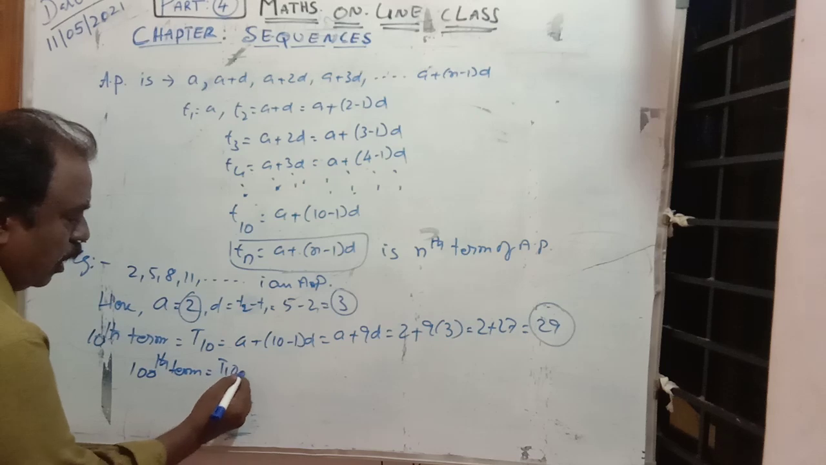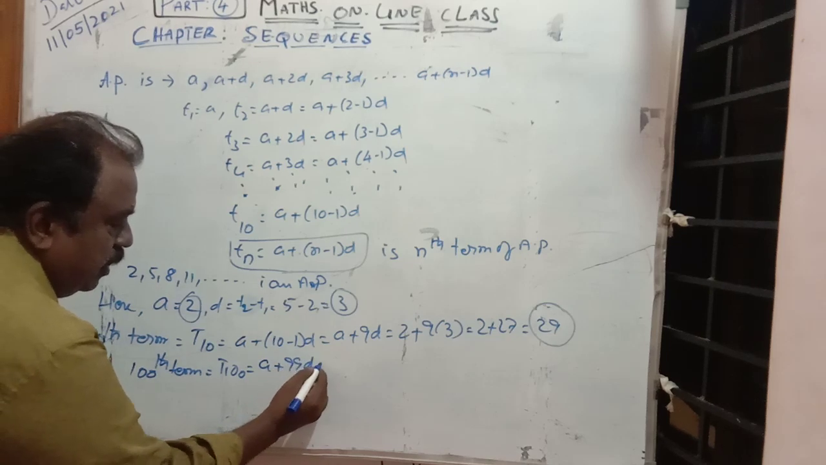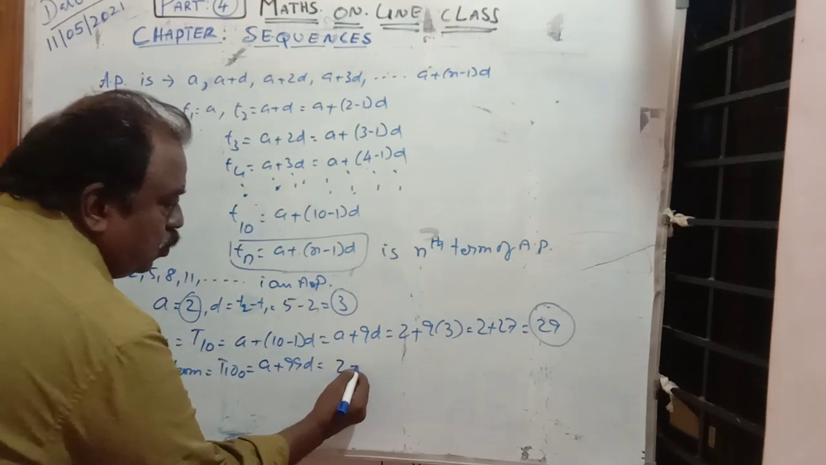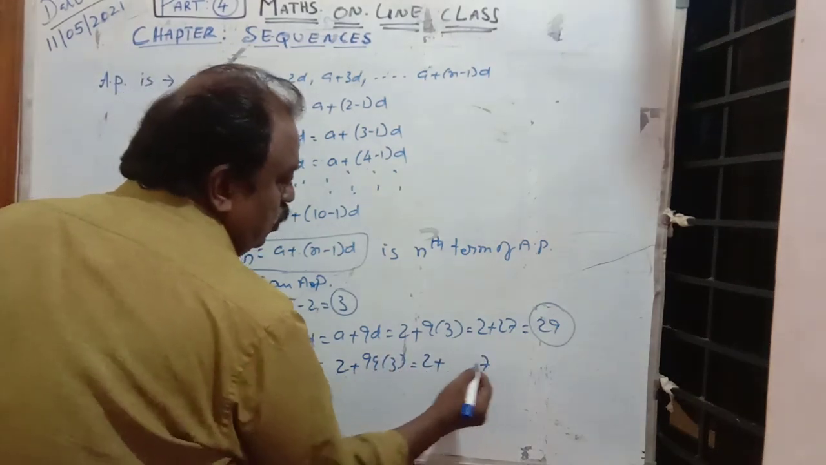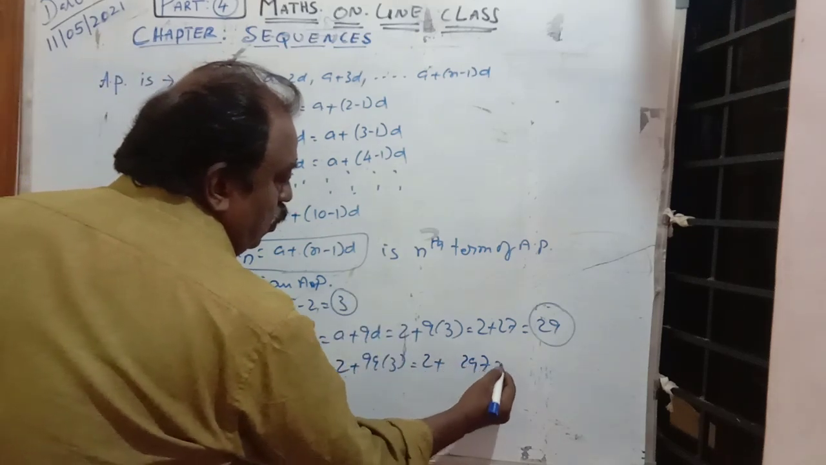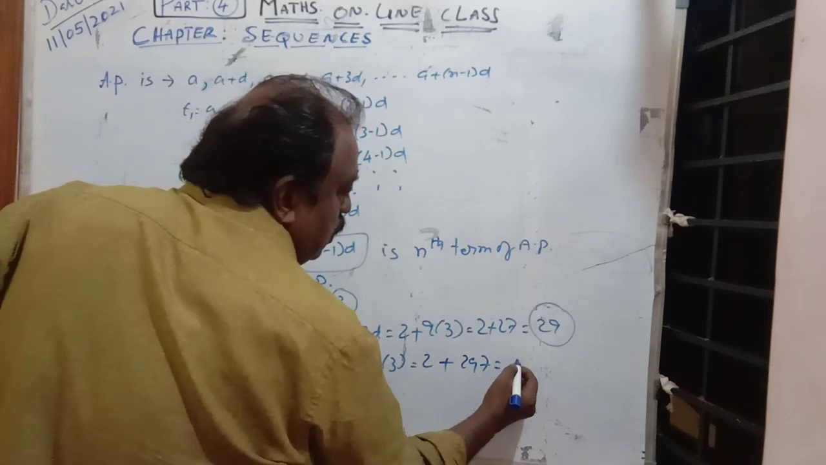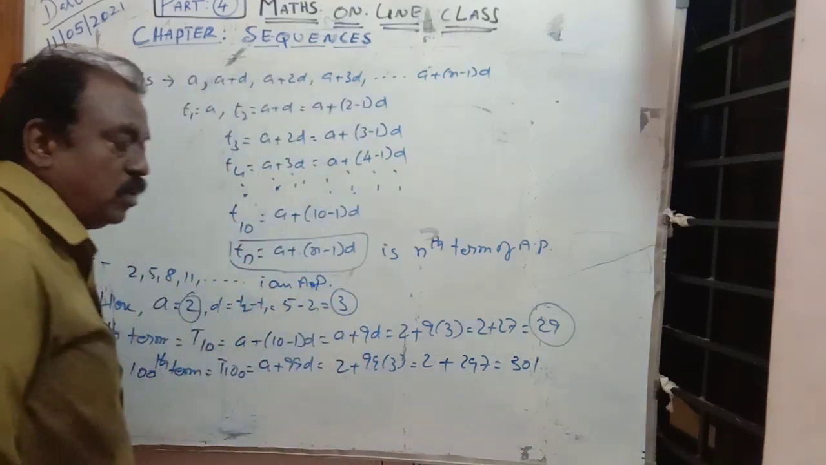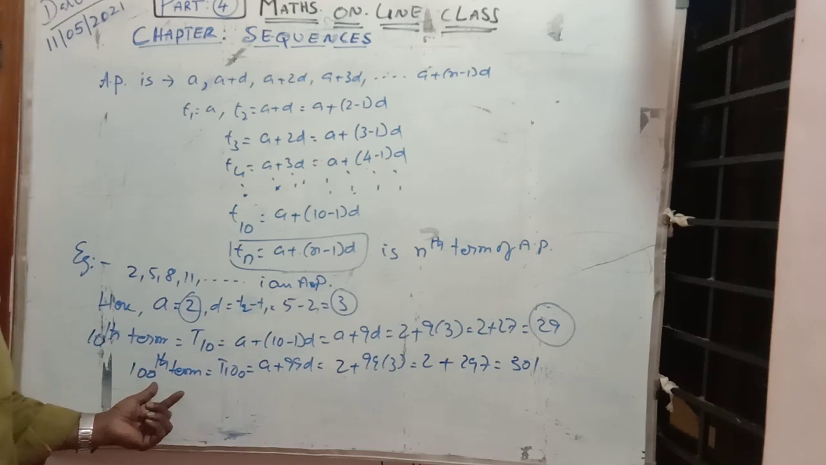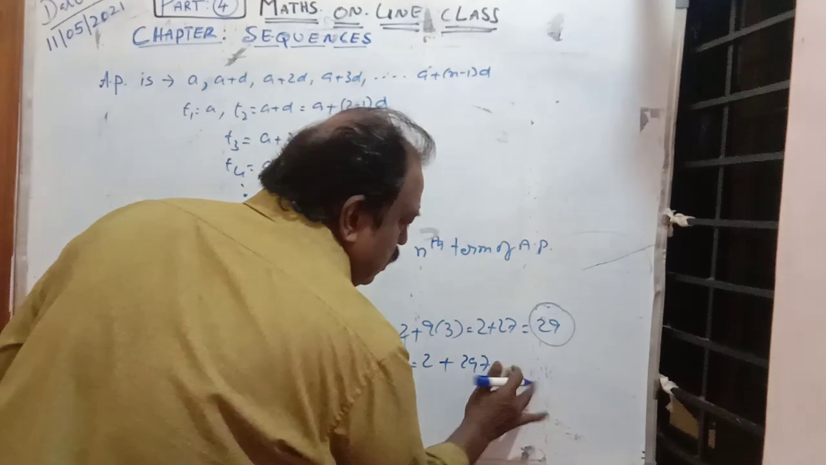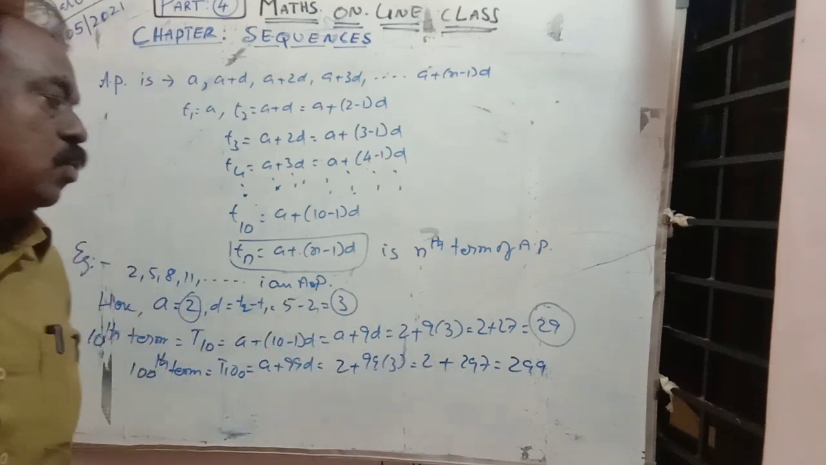Now T100 means it is A plus 99D, by using this formula. A is 2. This is 99 into 3, that is 2 plus 297. Adding 2 and 297 is 299. Okay? If 2 is added to this one, 299.